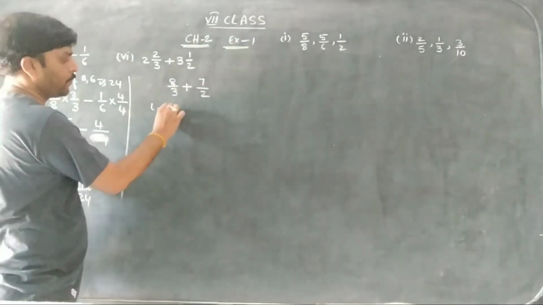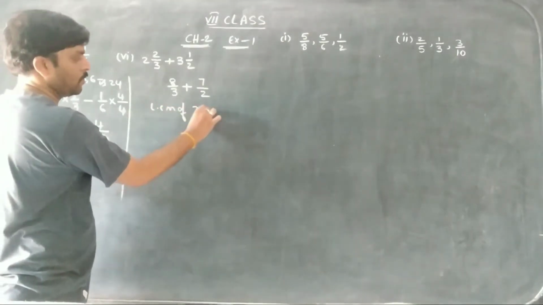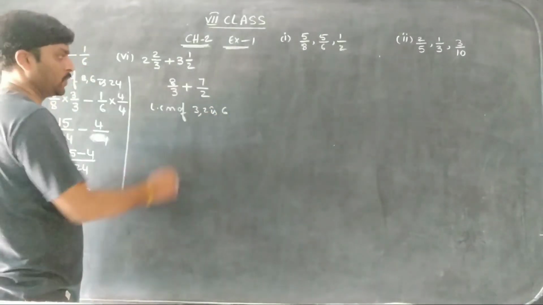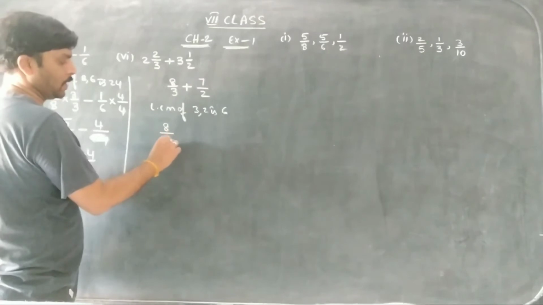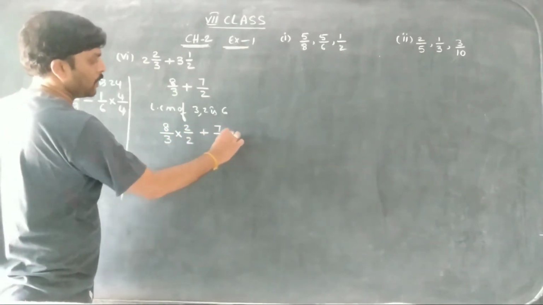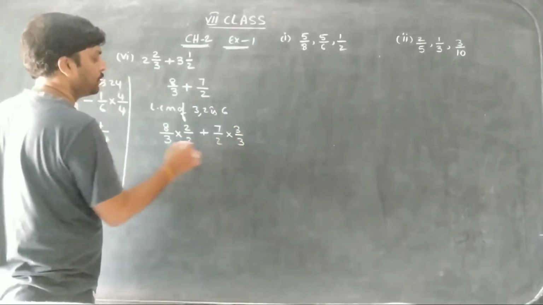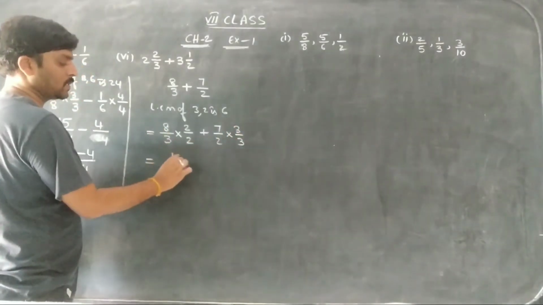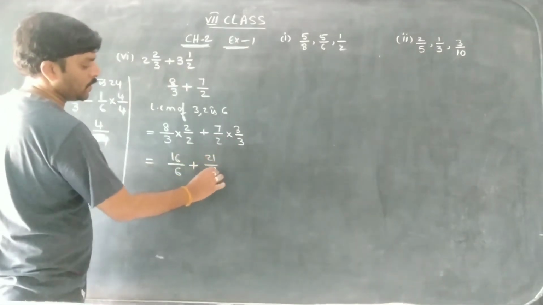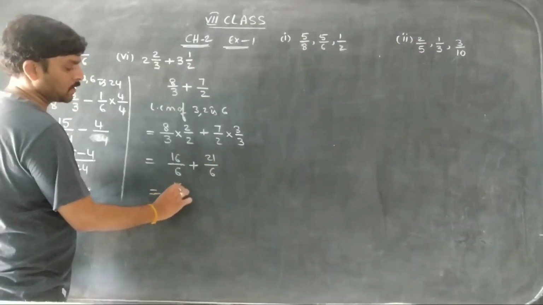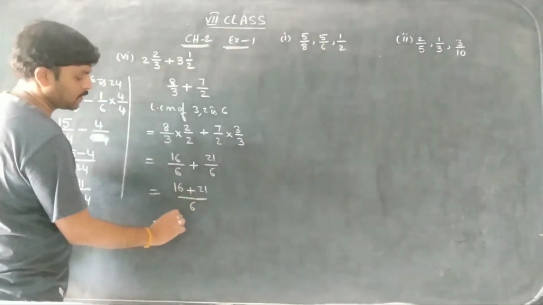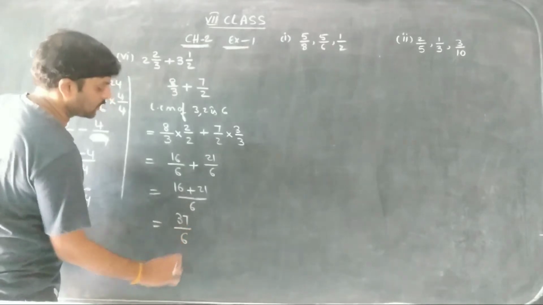Now LCM of 3 comma 2. The LCM is 3 2s are 6. There is no common factor. That's why, 8 by 3 into 2 by 2, 7 by 2 into 3 by 3. 8 2s are 16. 3 2s are 6. 7 3s are 21. 2 3s are 6. 16 plus 21 by 6. This is 37 by 6.